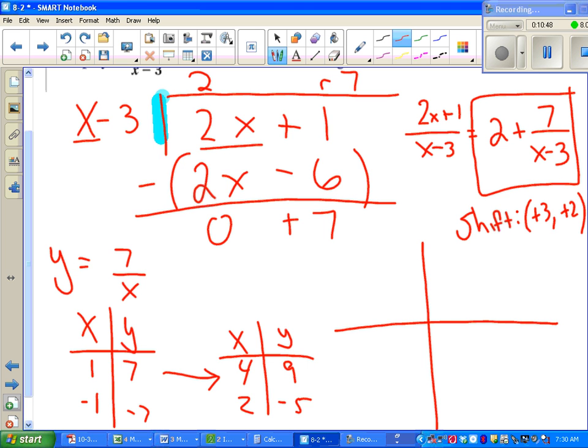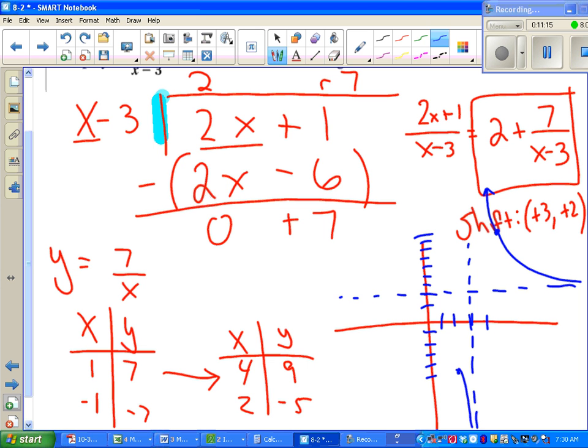Then I can start my graph, putting my asymptotes in at x equals 3 because of my shift of 3, and y equals 2 because of my shift of 2. And then I can plot points. 4, 9. Way up here. I can draw that piece. 2, negative 5. And I can draw that piece.